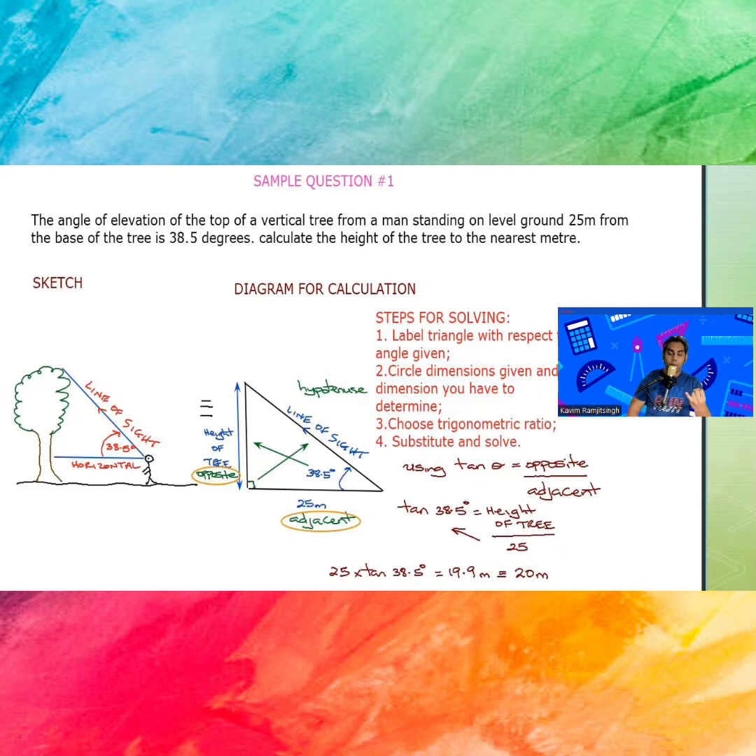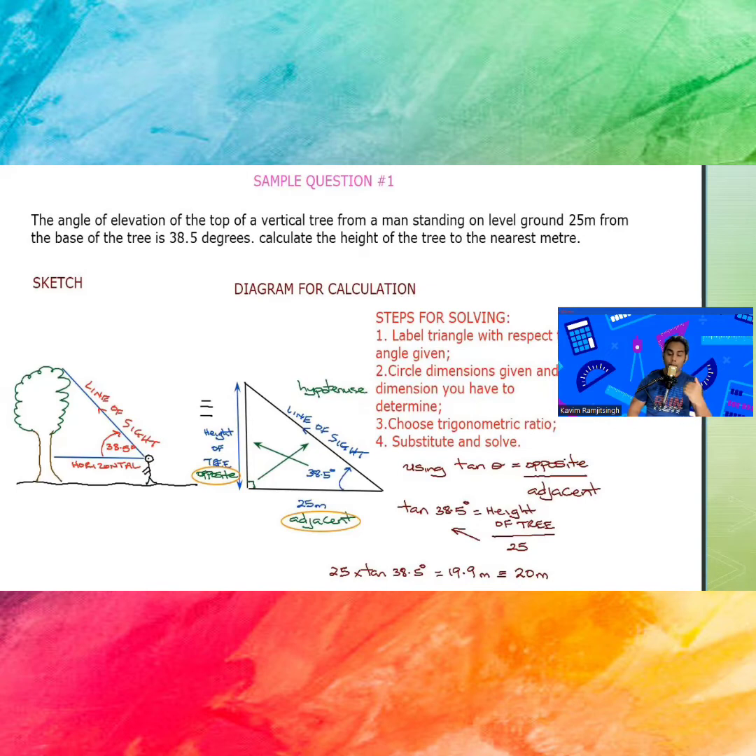Label your triangle with respect to the angle given, so that is the angle of elevation. So opposite to the 38.5, that side, that vertical line, is the height of the tree. That'll be the opposite side. Opposite your 90 degrees is always the hypotenuse, from your prior topics with Pythagoras' theorem and your trig ratios.